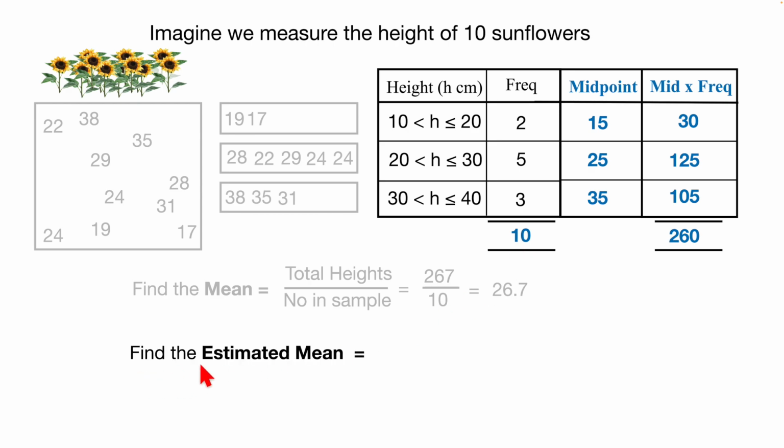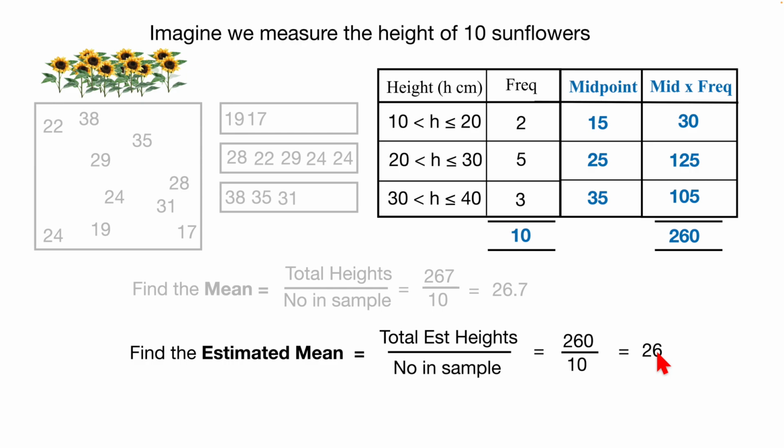So now when we come to find the estimated mean, it's an estimate because we don't use the actual heights, we just use the estimate, which is the midpoint. So we use the total estimated heights divided by the number in the sample, which is 260 divided by 10. Keep the math simple, 26. So, slightly different answer, and that's because a lot of these were higher than the midpoint, and that pushed up the real mean, but it kept the estimated mean at 26.